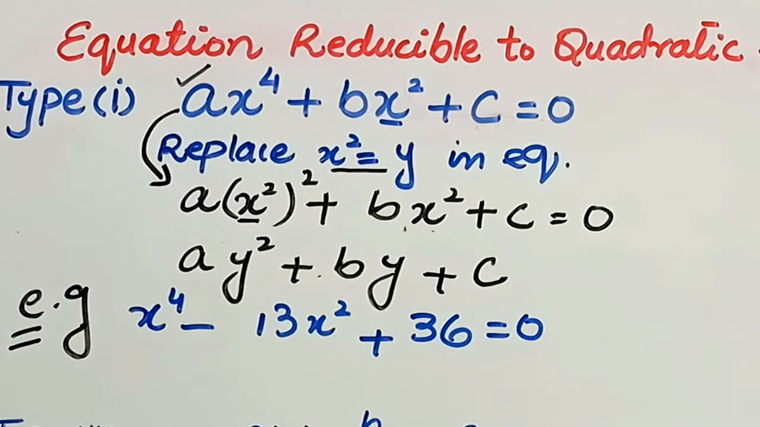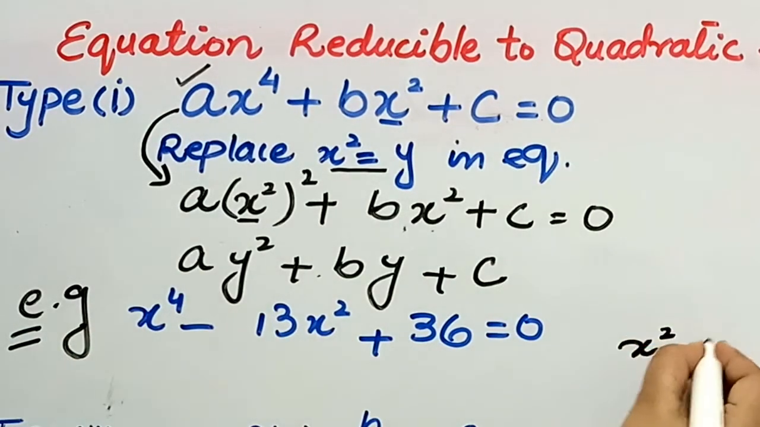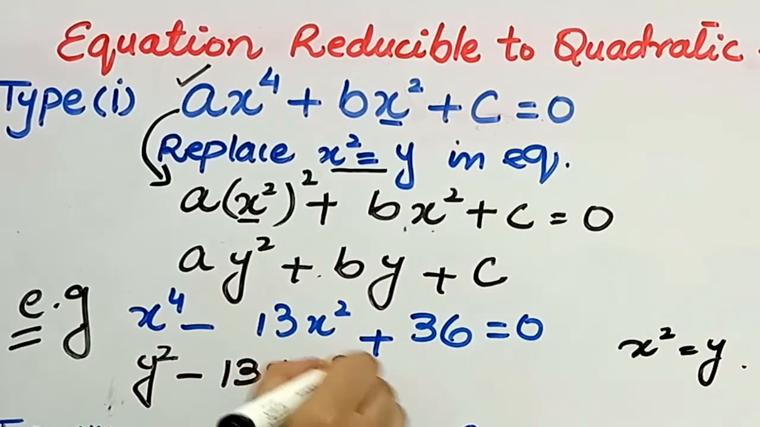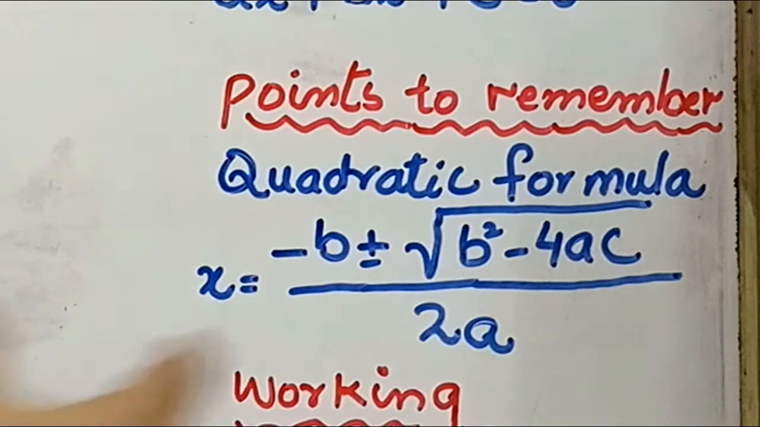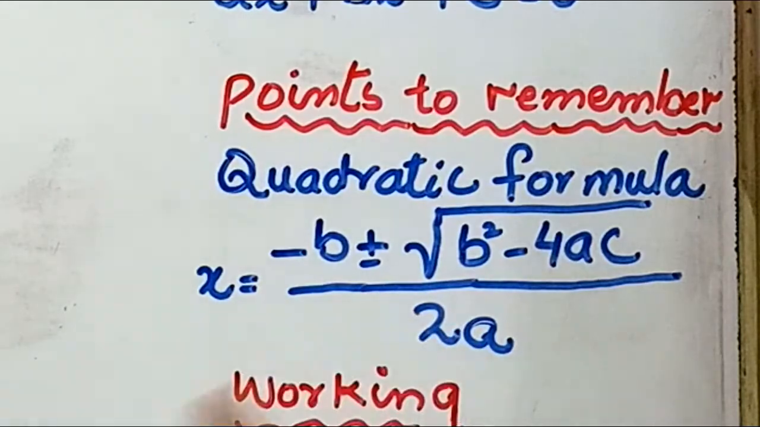Then how are we going to convert it into the standard form of the quadratic? If we replace x square as y, it will be y square minus 13y plus 36 is equal to 0. Hence, in this way we have converted this type of equation into the standard form, and by comparing the coefficients with the standard form of the quadratic equation, a is equal to 1, b is equal to minus 13 and c is equal to 36. Afterwards substitute the values of a, b and c into the quadratic formula, that is x is equal to minus b plus minus under root b square minus 4ac by 2a.